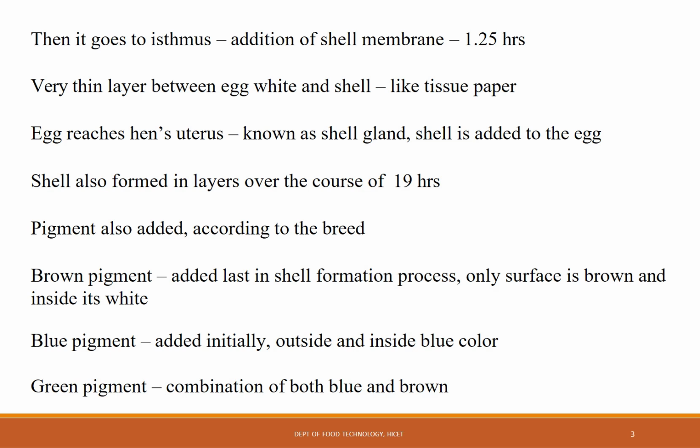For country breed chickens, there is brown color formation in the shell, as well as a slight color change inside. The brown pigment is added last in the shell formation process. Only the surface is brown and the inside is white. The blue pigment is added initially, so outside and inside are both blue in color. Then the green pigment is a combination of both blue and brown pigments.